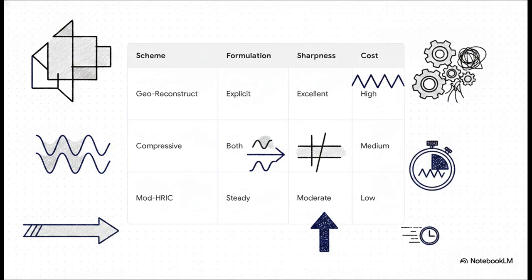On the other hand, look at the compressive scheme. It's a great middle ground. It works for both explicit and implicit formulations, delivering good sharpness with a medium computational cost. And if you're just running a steady-state simulation where time isn't a factor at all, the modified HRIC scheme is fast, stable, and low cost.